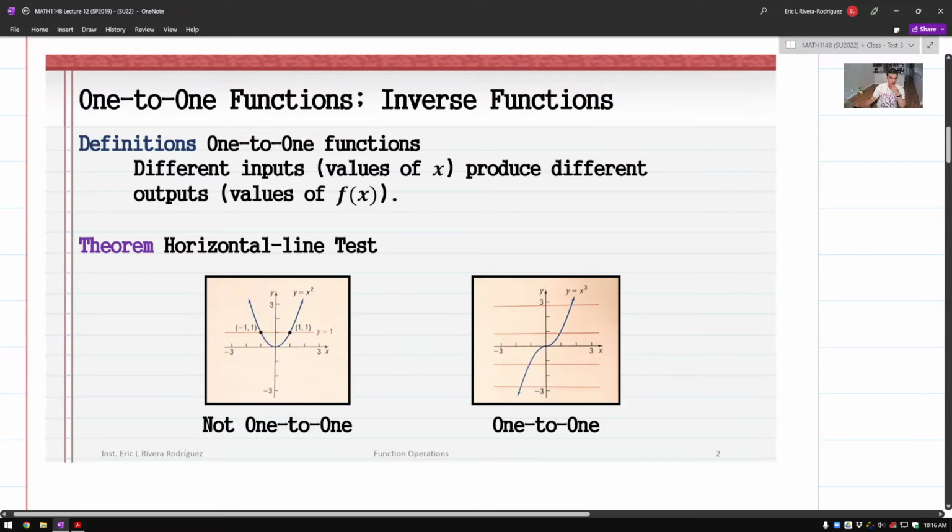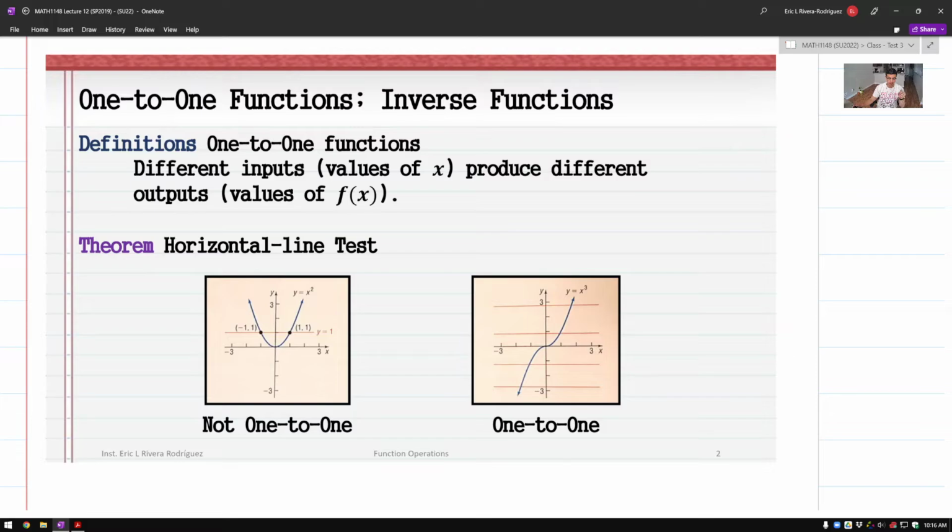Yes, Timothy, for the 5 points, yes: f composition g, and g composition f.